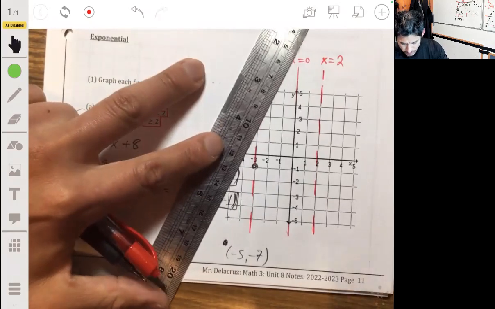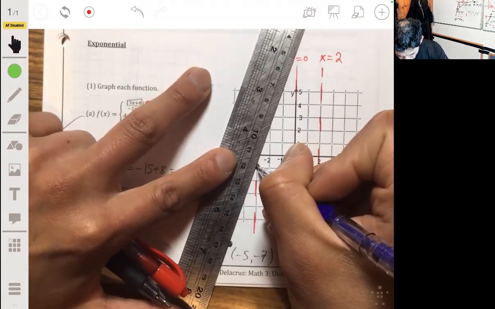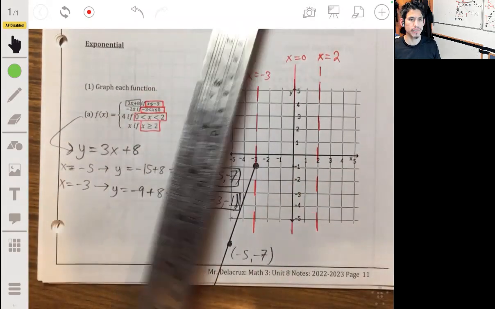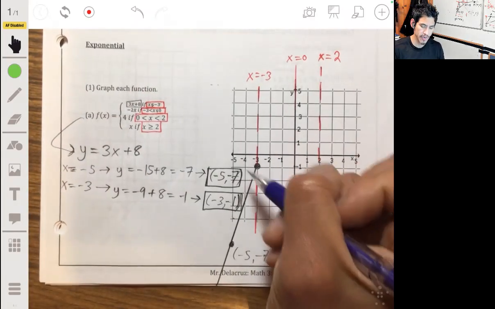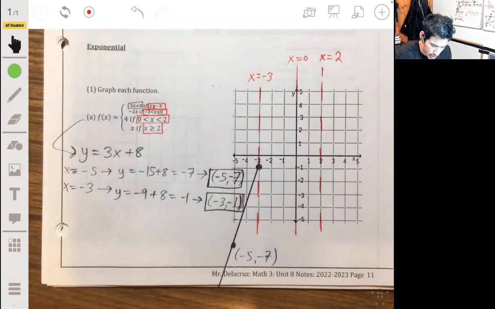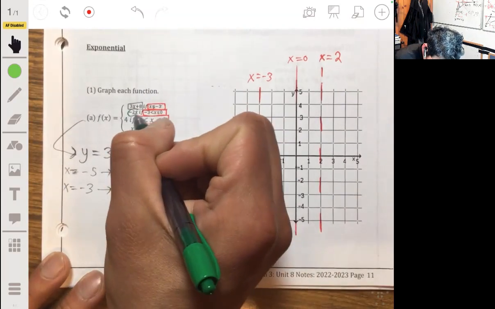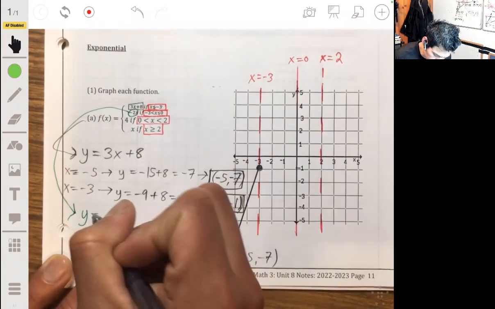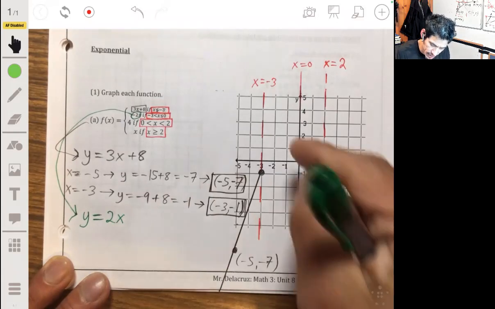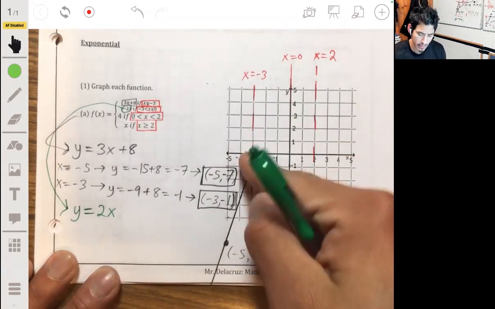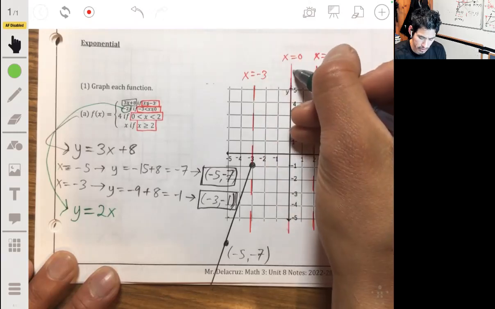Using this ruler, I got my first graph. Linear equation for this first part. So let's keep on going. Next we have -2x. So y equals -2x. That's going to go up in here. So plug in -3 and plug in 0.